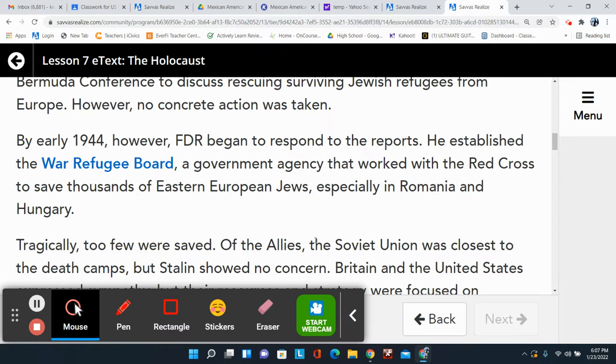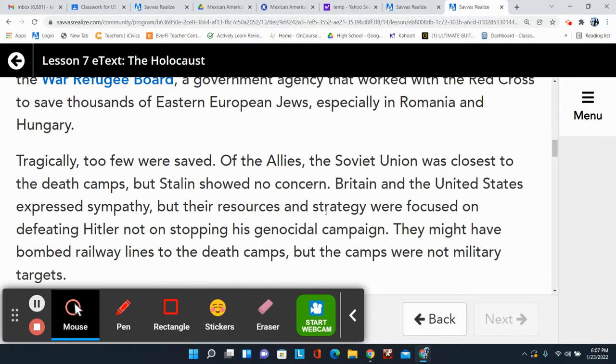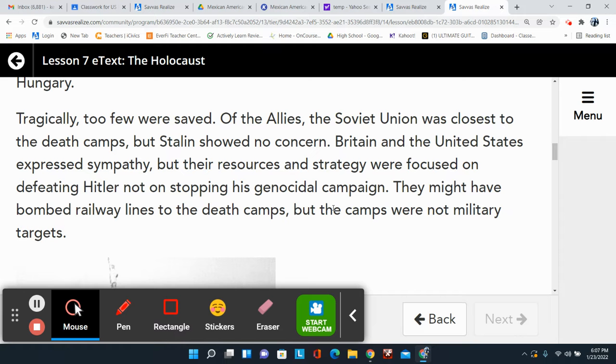By early 1944, however, FDR began to respond to the reports. He established the War Refugee Board, a government agency that worked with the Red Cross to save thousands of Eastern European Jews, especially in Romania and Hungary. Tragically, too few were saved. Of the Allies, the Soviet Union was the closest to the death camps, but Stalin showed no concern.